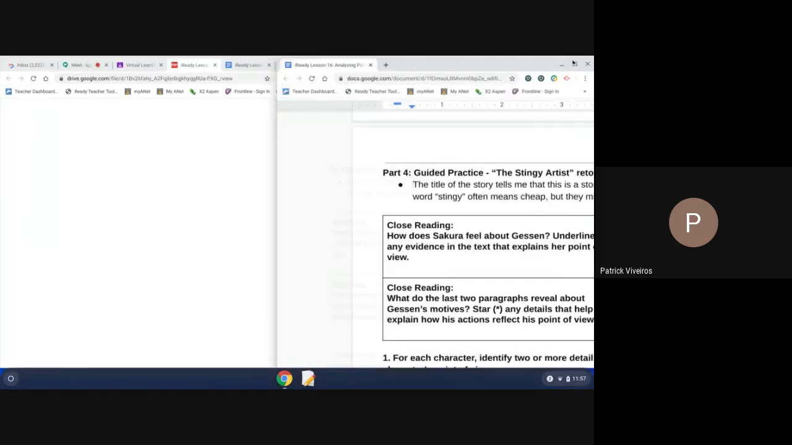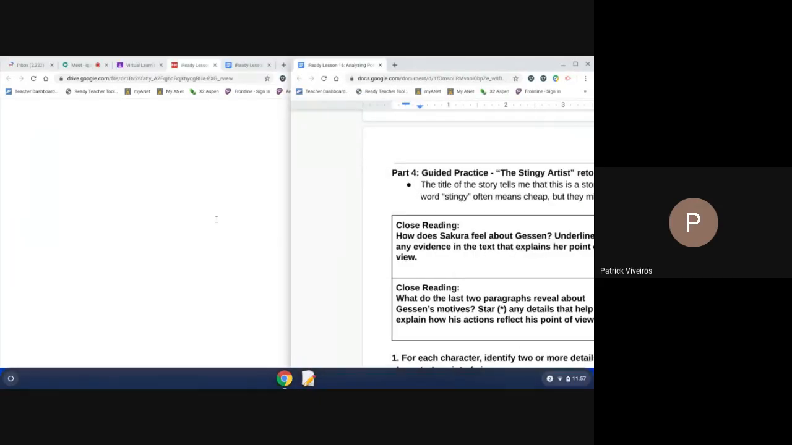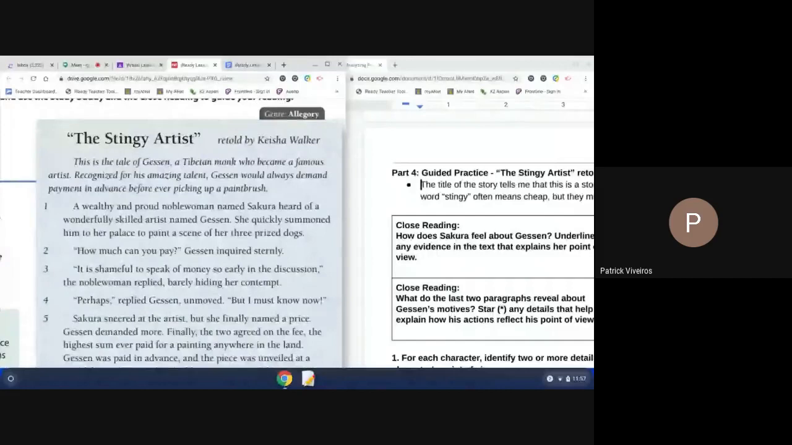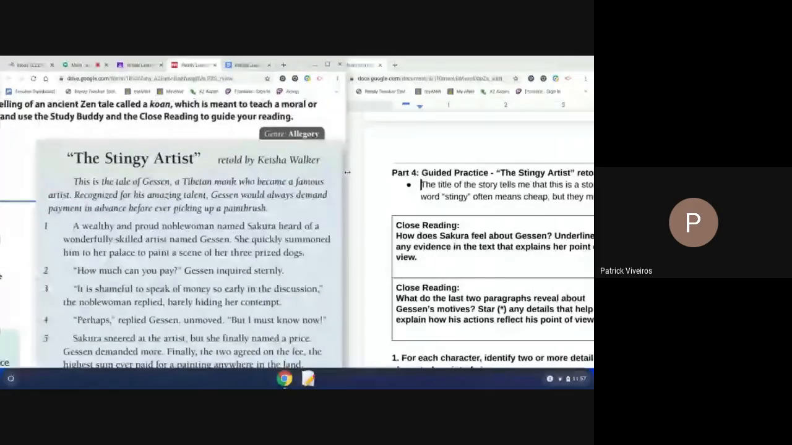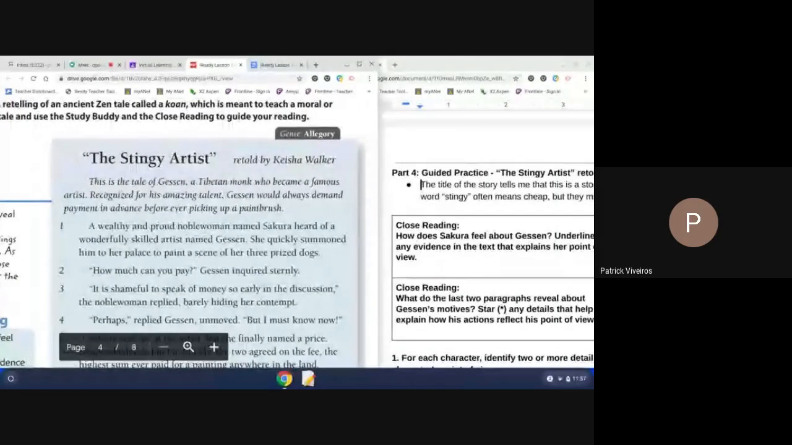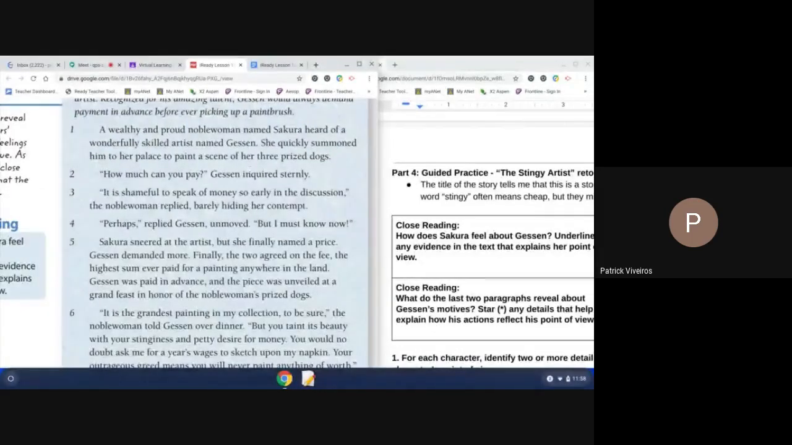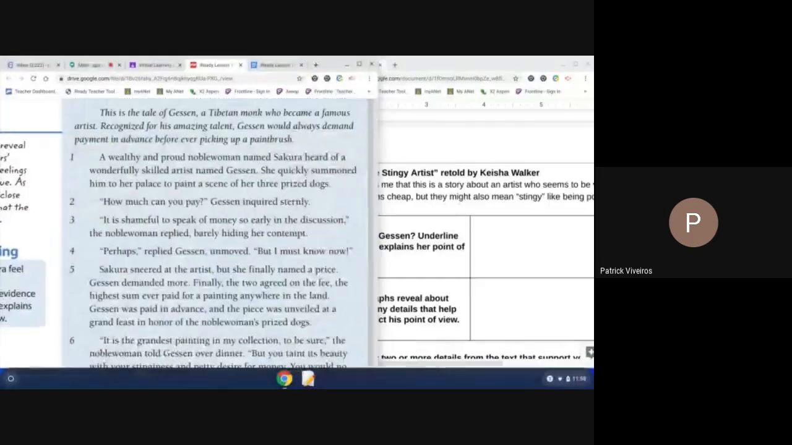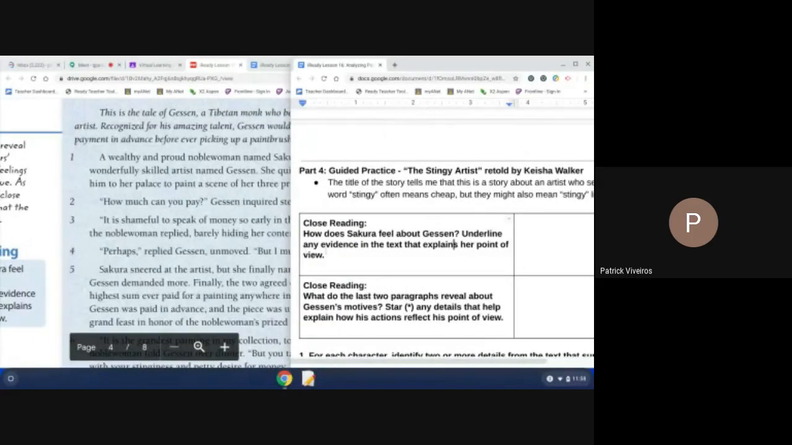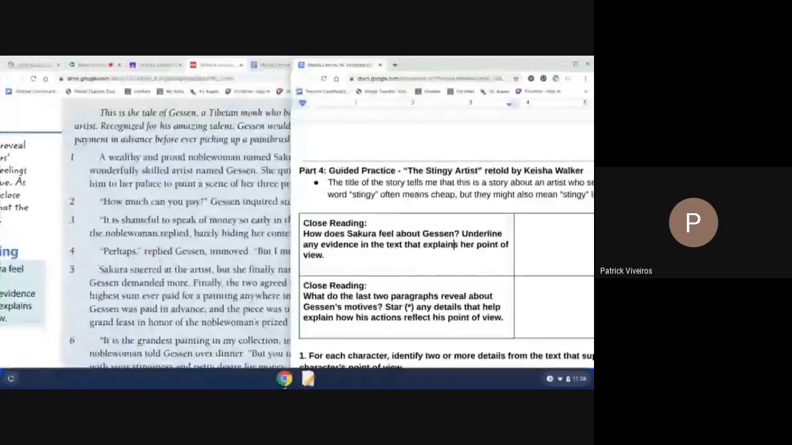So I'm going to split screen the window again and go to the text. Oh, there you go. It's come back. So the genre of this text is an allegory. Allegories are very much like fables, where oftentimes they're older stories, and they have a very particular moral or theme that the author wants us to understand.